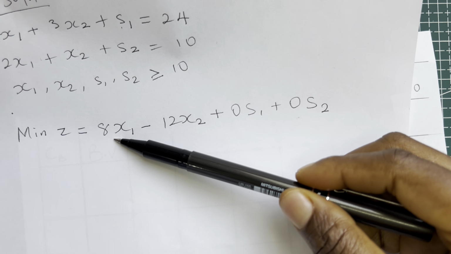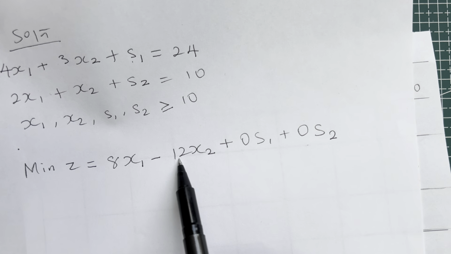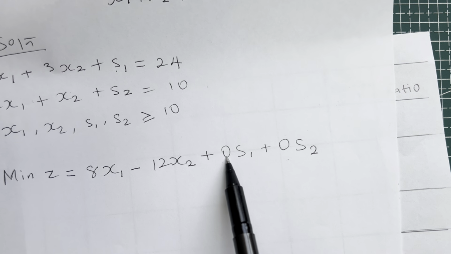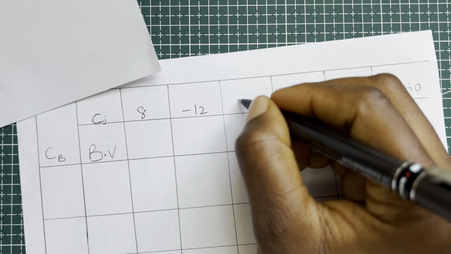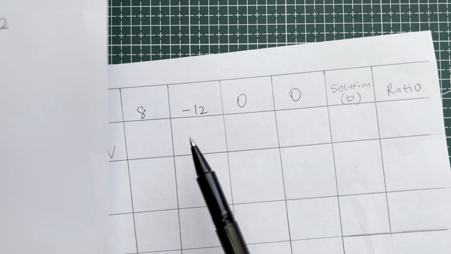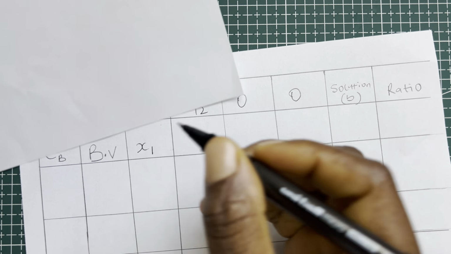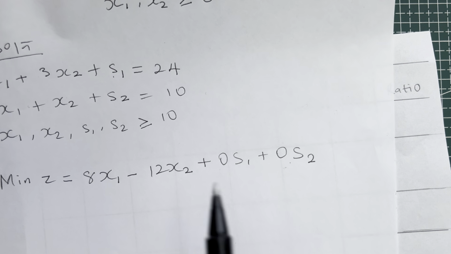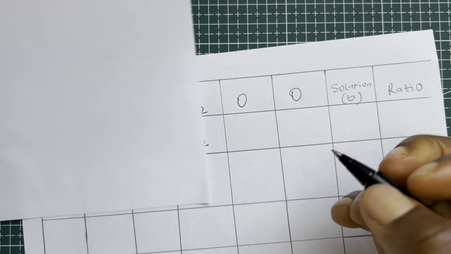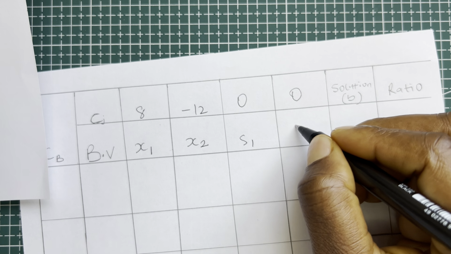So we have 8 here. We write 8. The next one is minus 12. We write minus 12. We have 0 and 0, for 0s1 and 0s2. For this row, we have 8x1, so we write x1 here. We have x2 here, therefore we write x2. Then s1 and s2, we are going to represent that here.